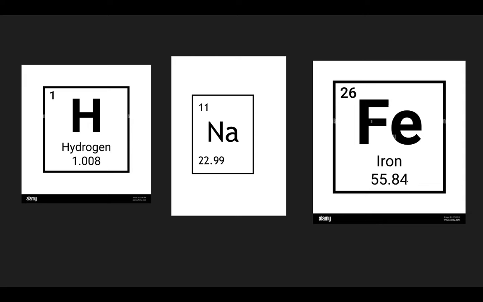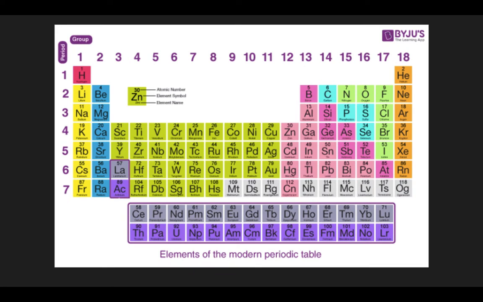Each element on the periodic table will have its own symbol to represent the element. For example, H is hydrogen, Na is sodium, and Fe is iron. This will be for every element in the periodic table. Each element will have its own symbol.